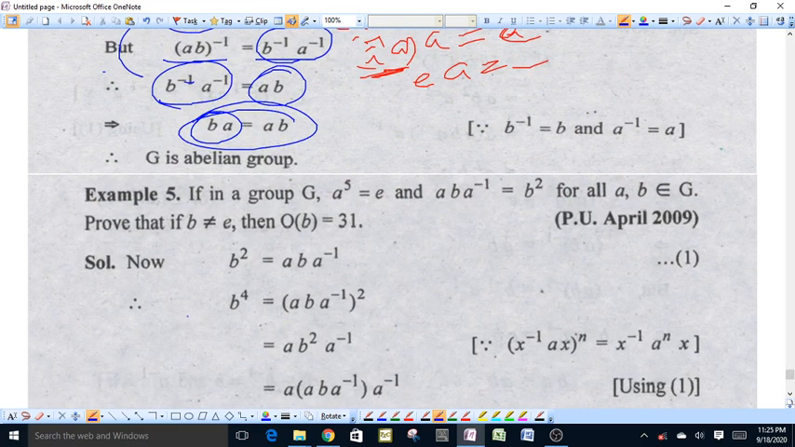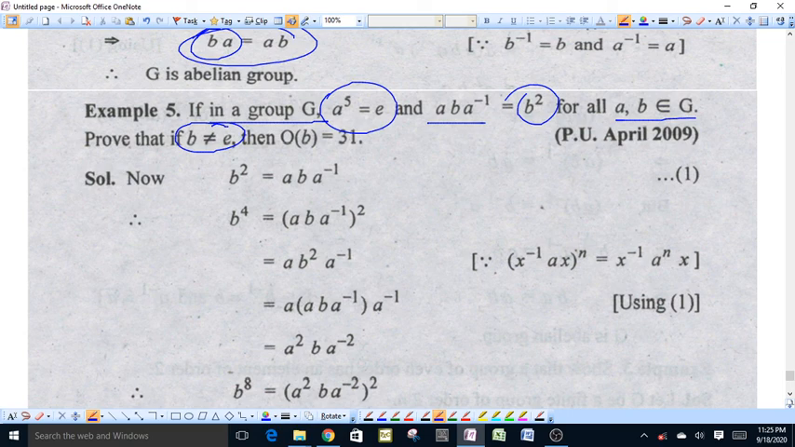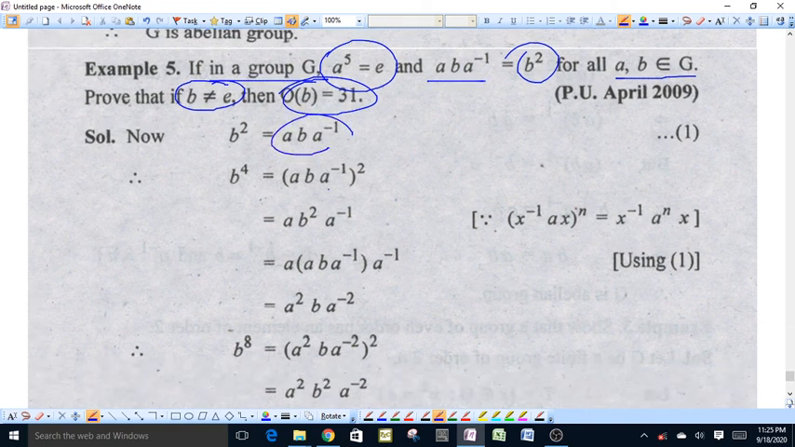Now, last example. If in a group G, a raised to power 5 is equal to e and a b a inverse is equal to b square for all a, b elements of G, prove that if b is not an identity element of G, then the order of b is 31. Because b square is equal to a b a inverse, given, therefore b raised to power 4 will be equal to (a b a inverse) raised to power 2.